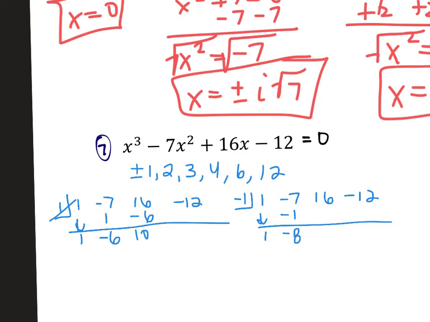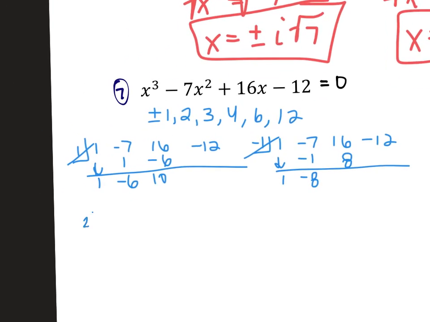Negative 8, negative 1 is positive 8. 16 and 8, too big. Nope. All right, let's try 2.